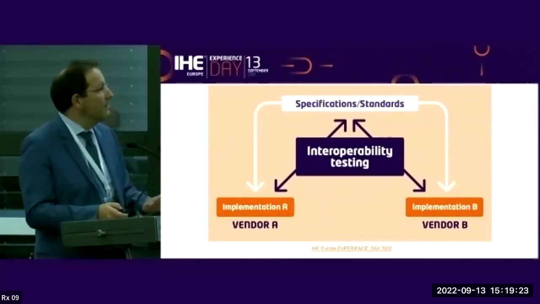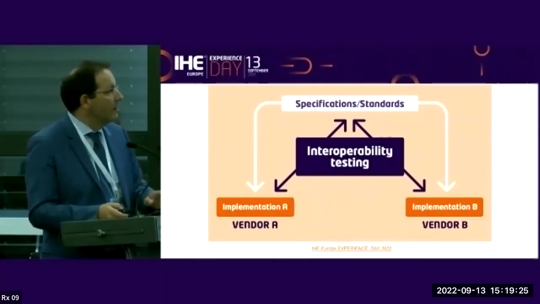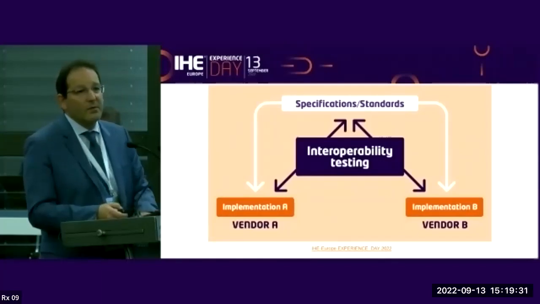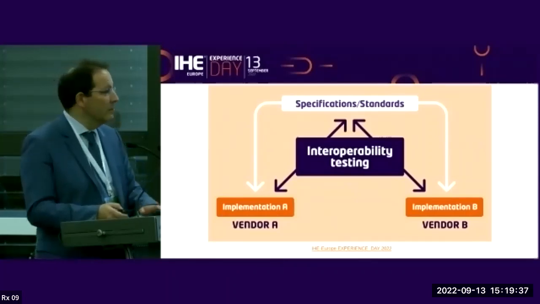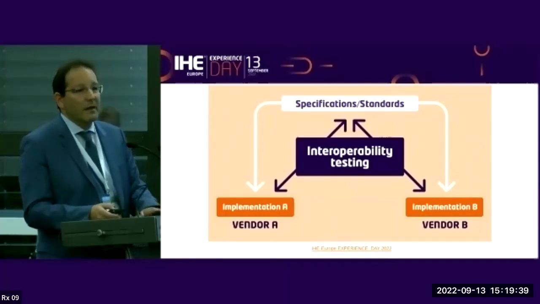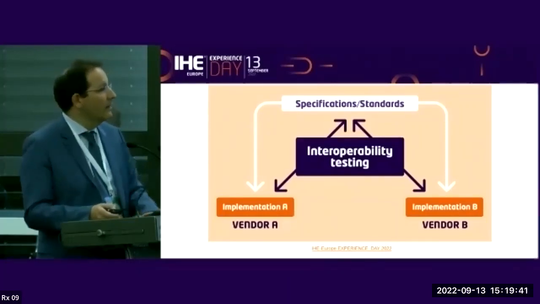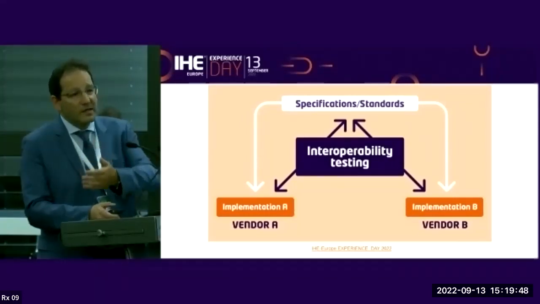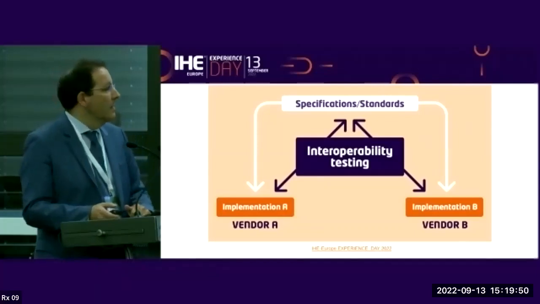So that's in a very simple diagram what it is all about. It's about interoperability testing. We bring the IHE profiles and the specifications to test. It's a peer-to-peer test event, which means that two vendors collaborate to make an end-to-end test work. So you need a counterpart, because you are one actor and the other vendor is performing the other actor.